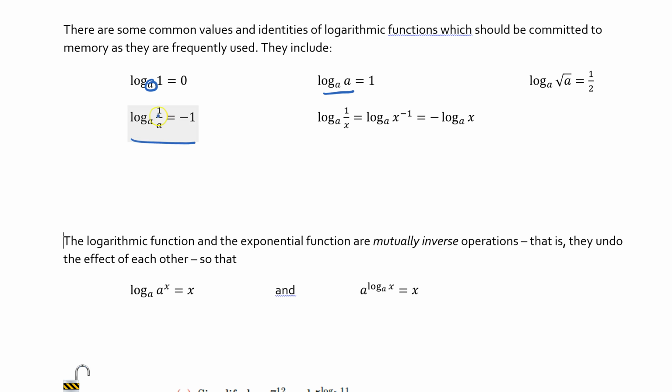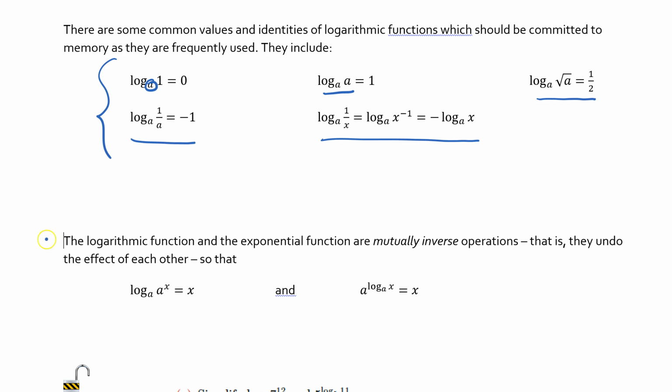Likewise, log base a of 1 on a is minus 1. Log base a of the square root of a is always a half. Log base a of 1 on x is equal to log base a of x to the minus 1. And by the power rule, that minus comes down the front. So it's equal to minus log base a of x. You might need to read those and reconvince yourself of those, but you're going to use them so often that hopefully they'll become reasonably comfortable for you.